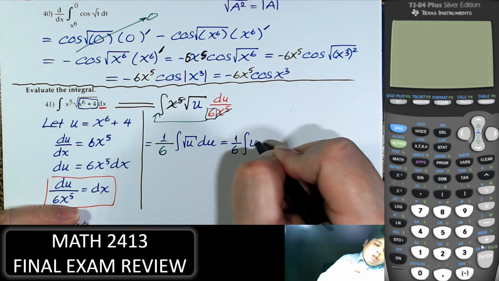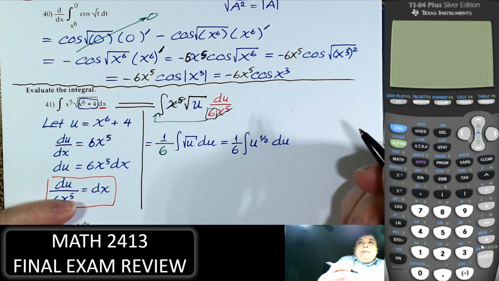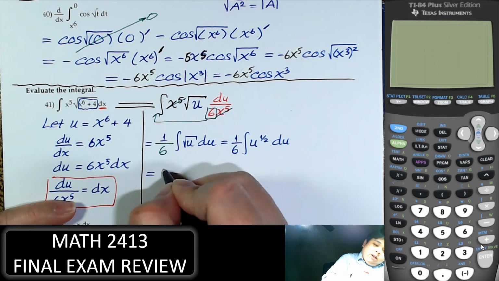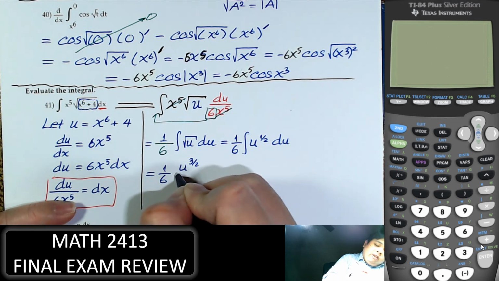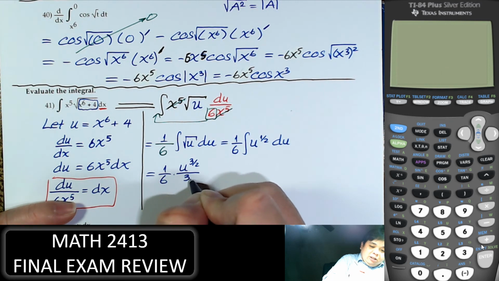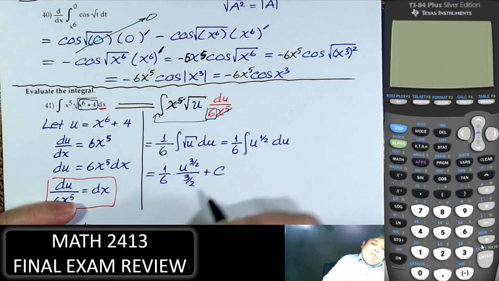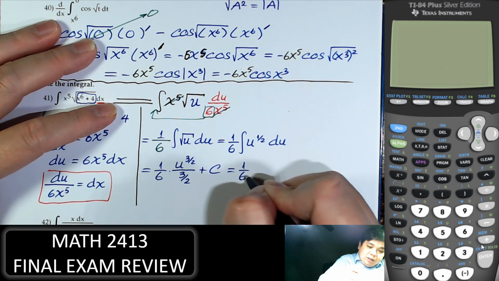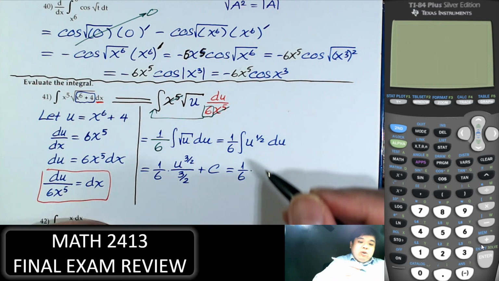Square root of u is u to the 1/2. So increase the power by 1. Divide by the same thing. We don't have the limit, so let's see. Right. So yeah, no limit. So this is indefinite integral.